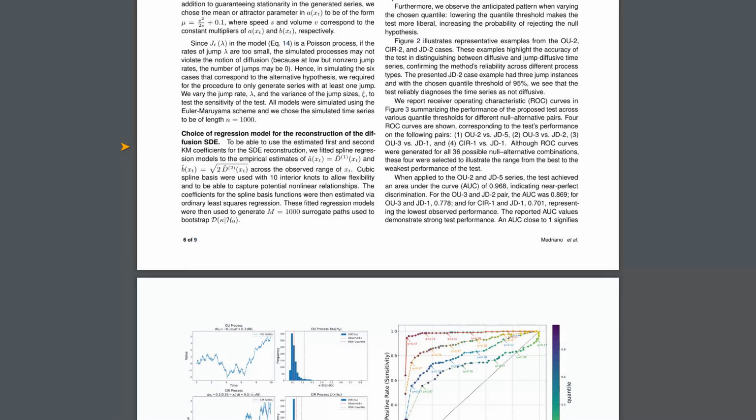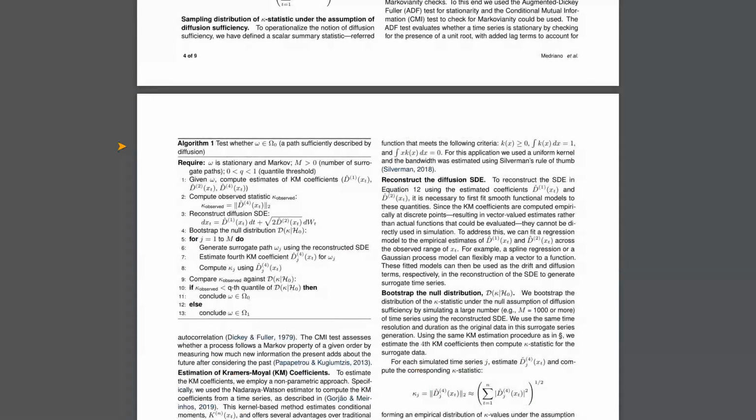They created data that was purely diffusive and data that had diffusion plus jumps. And the results were pretty good. When the data was truly just diffusion, their test usually said, yep, looks like diffusion. But when they added jumps, the test was also pretty good at saying, nope. Something else is going on here.